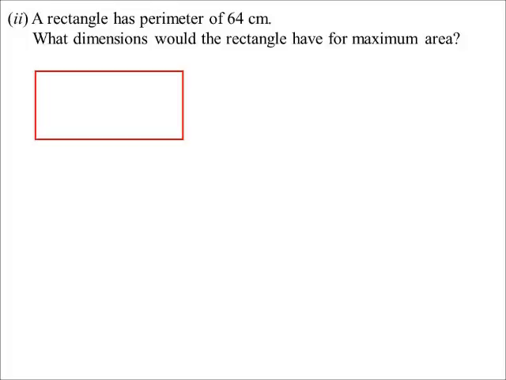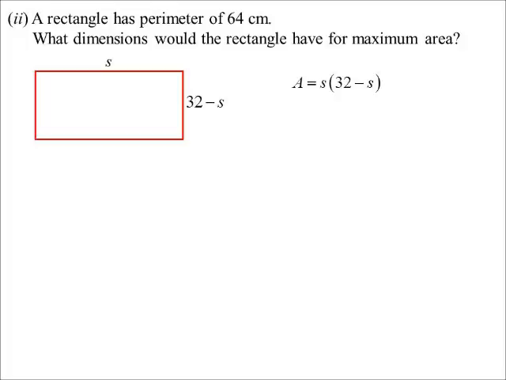Now let's give it some dimensions. I'll call it S for side, which means the other side will be, I'm going to call it 32 minus S, because I know the perimeter is 64. So therefore two of the sides must add up to be 32, which means the other side is 32 minus S. So the area, and there's my quadratic, the area will be S times 32 minus S.